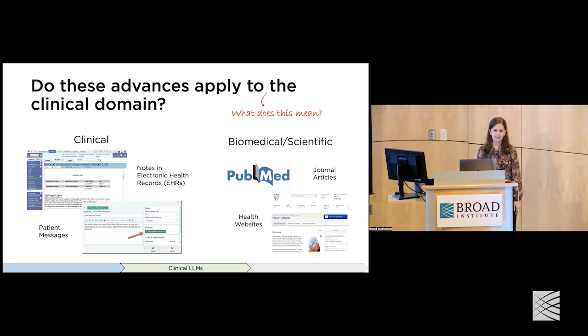Clinical text can also include things like patient messages or transcripts of patient-physician conversations. However, these currently at least are used to a lesser extent in the research community. In contrast, what we refer to by biomedical or scientific text is really like PubMed and journal articles more generally, as well as different health websites.